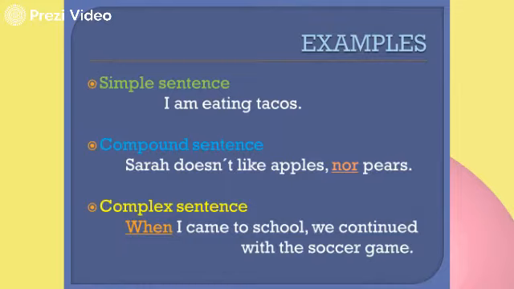Compound sentence. Remember, in compound sentences, you need fanboys. Sarah doesn't like apples nor pears. I like pizza, yet I love hamburgers. Complex sentences. You use awubis. When I came to school, we continued with the soccer game. I went to the doctor because I felt very bad. Those are examples of complex sentences.